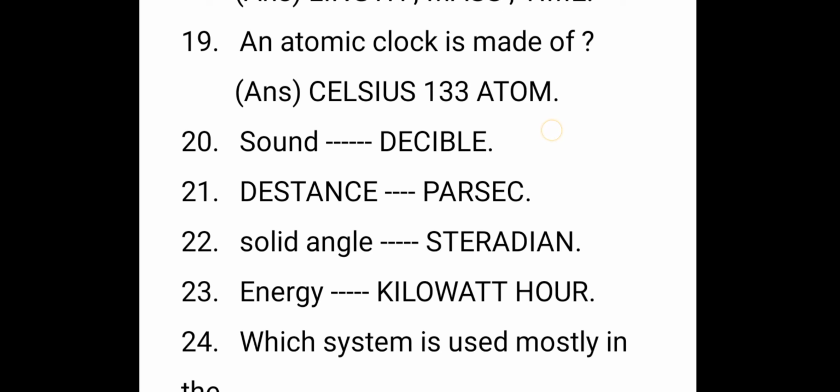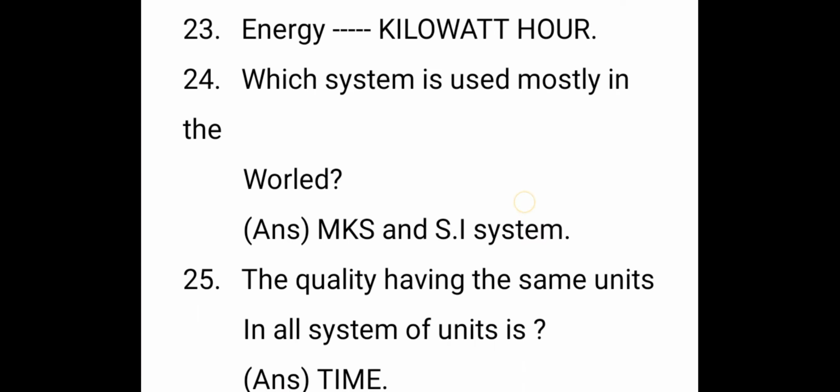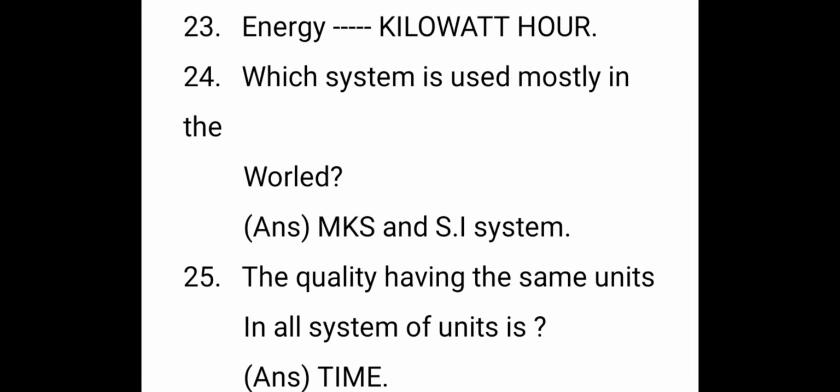Next one, the atomic clock is made up of Cesium, atomic number 133. The unit of sound is the decibel. One bel is equal to 10 decibels. Next one, solid angle, the unit is steradian. Next one, energy, kilowatt hour, HP.